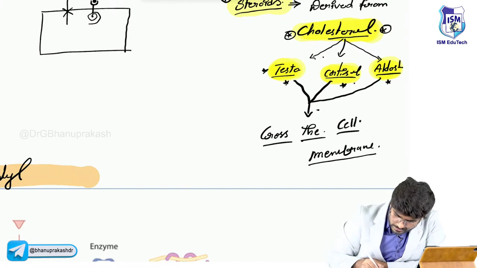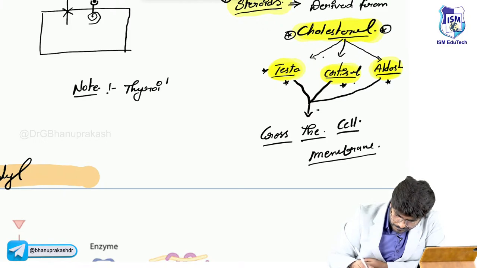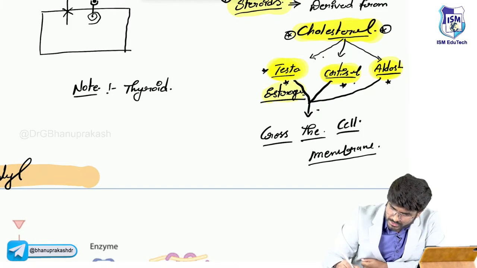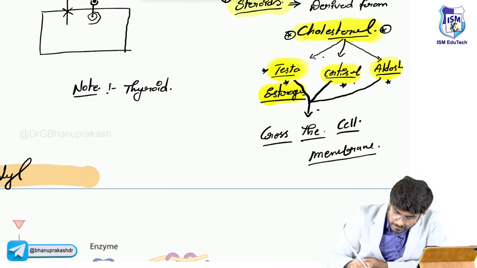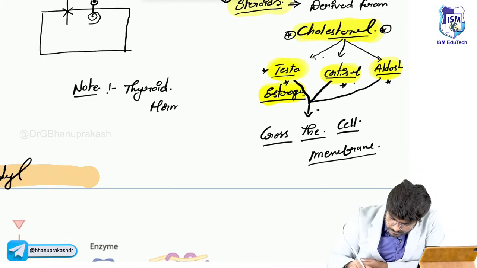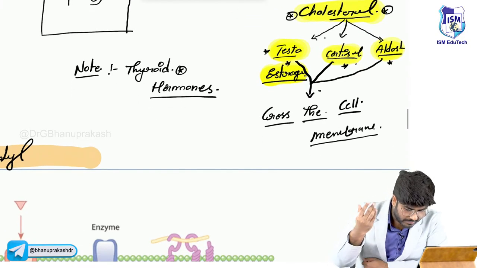See, not only this, right? Note, it's the thyroid hormones. Yes, of course, testosterone, estrogen, both are sex hormones. So, they will cross, no doubt in that. But thyroid hormones. Sir, thyroid hormones. Can you give examples of how many types of thyroid hormones are there?